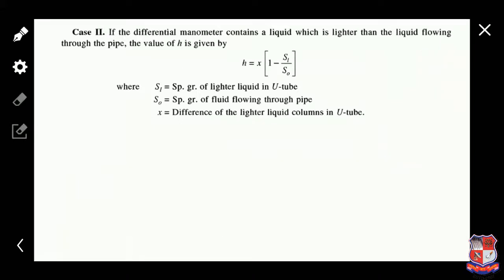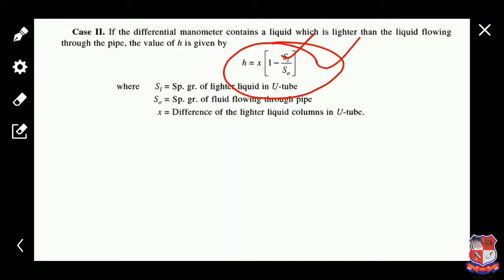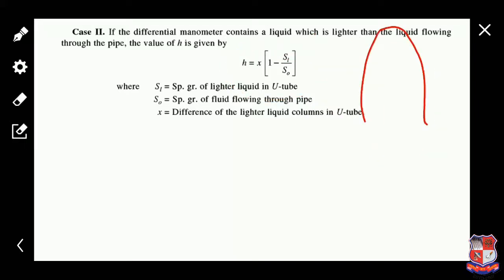Now if the differential manometer contains a liquid lighter than the liquid flowing through the Venturi meter, then we say that an inverted manometer is used, the sign is different, and the equation for h is found from this equation. This equation is also derived from the same conditions, but the U-tube differential manometer is inverted.